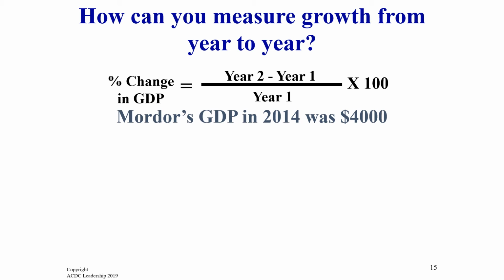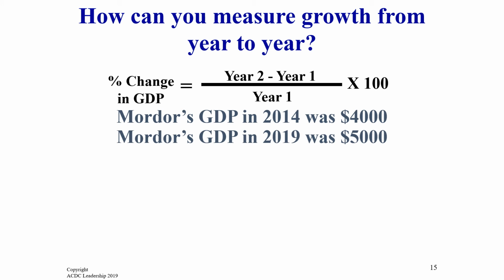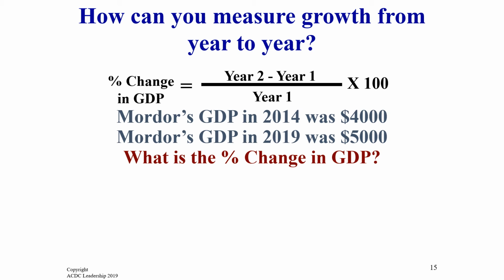Okay, so Mordor's GDP in 2014 was 4,000, okay? And then in 2019, it was 5,000. So this is your year 2. So you're going to take 5,000 minus 4,000 over 4,000. So what was the percentage change in GDP? Again, year 2 is 5,000, so plug that in here. Year 1 is 4,000, plug that in here and here. Multiply by 100, and that's going to give you your change.